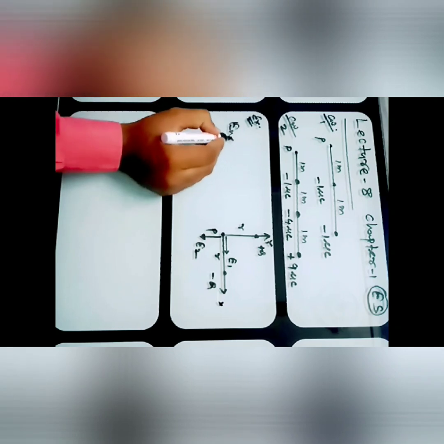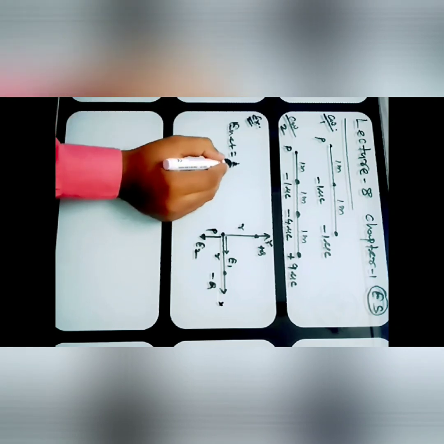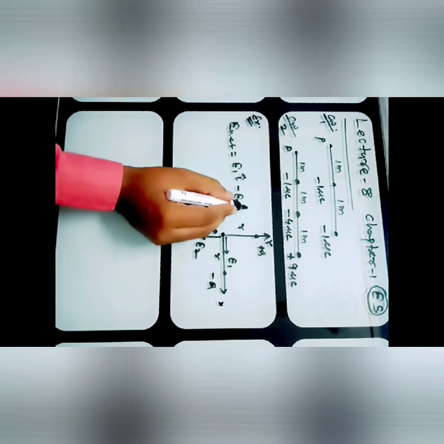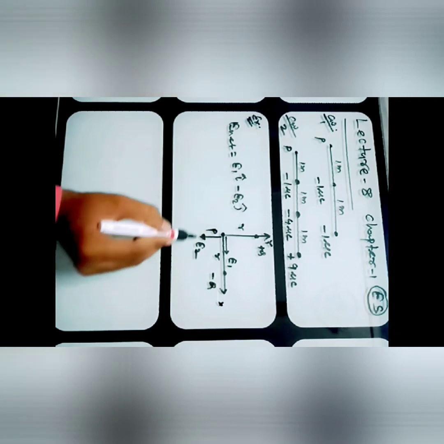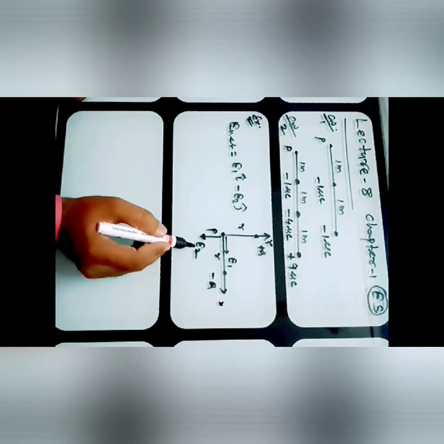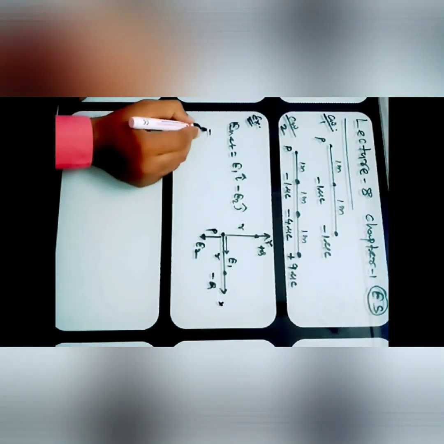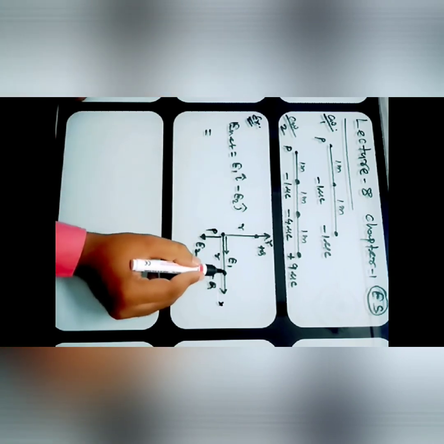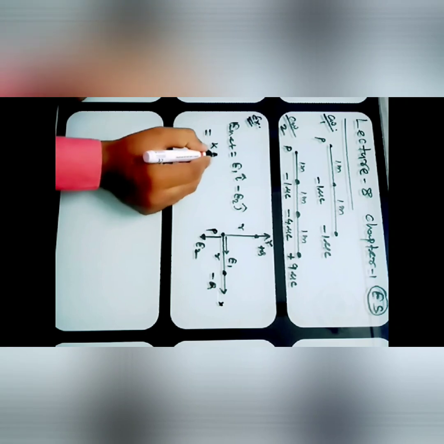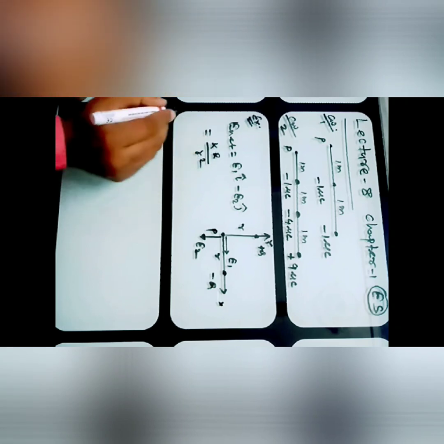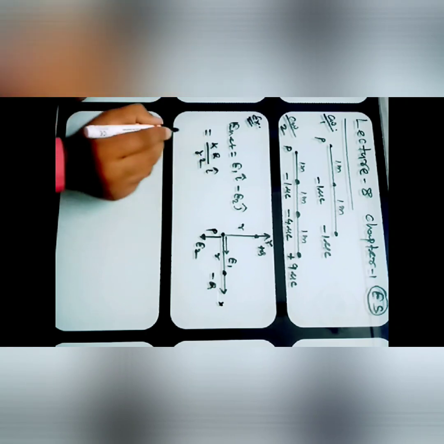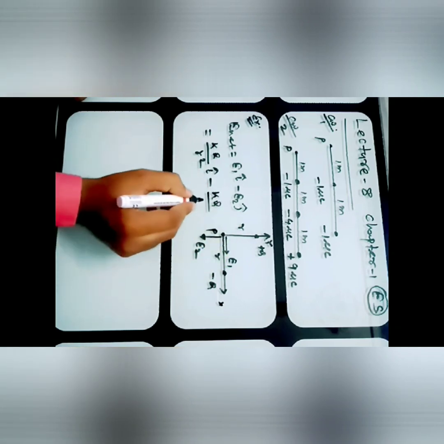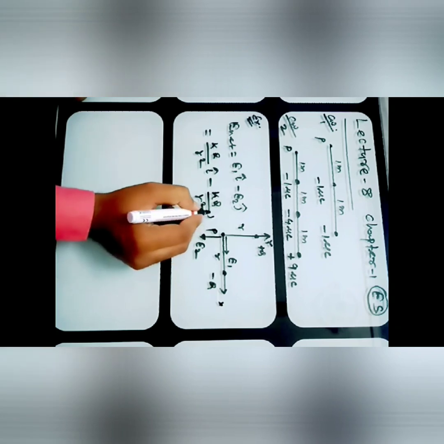Now E net, you can write here E1 i cap minus E2 j cap. Here the minus sign we are using because this electric field is in the downward direction. Now you can solve here. E1, this is the electric field due to this charge. It is kq divided by r square, direction i cap. Minus, second, kq by r square in the direction j cap.